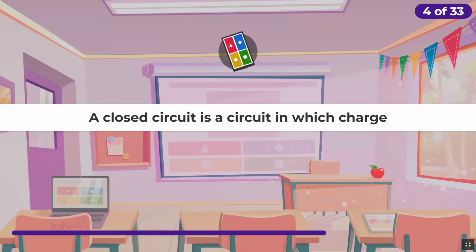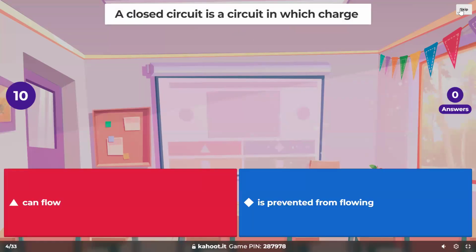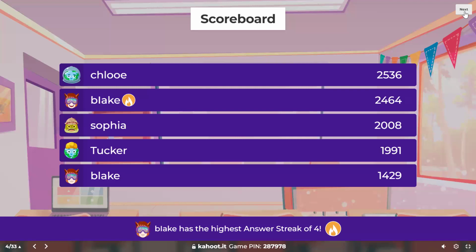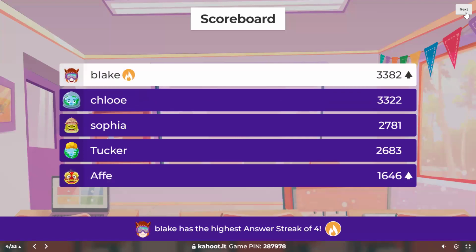A closed circuit is one in which charge... yeah, can flow. If it's an open circuit, the current cannot flow. If it's a closed circuit, the current can flow. It's like your off-on switch. If you turn something on, that's closing the circuit. Therefore, the current can flow and all the bulbs turn on.